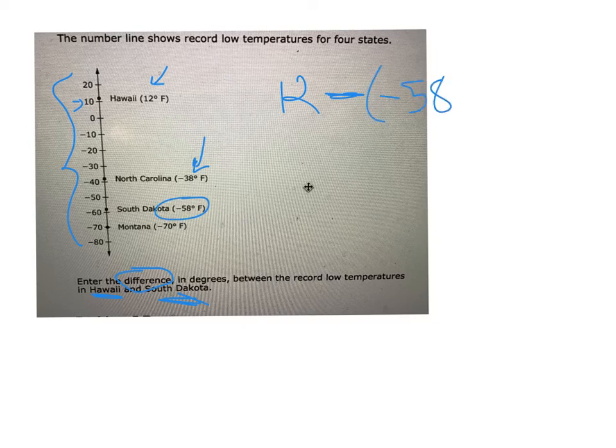And hey, wait a minute, hold on a second. I see a double negative. Those are neighbors, so you're going to actually turn that into addition. Remember, a double negative means the opposite of negative, which is positive, or adding it. Now 12 degrees plus 58 degrees is equal to 70 degrees. That's all you have to do.